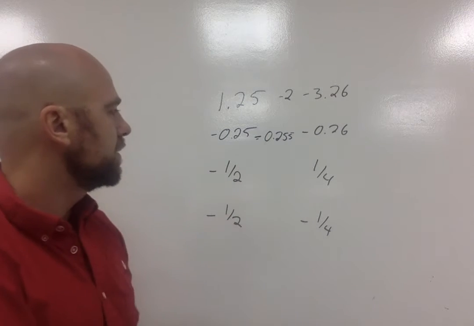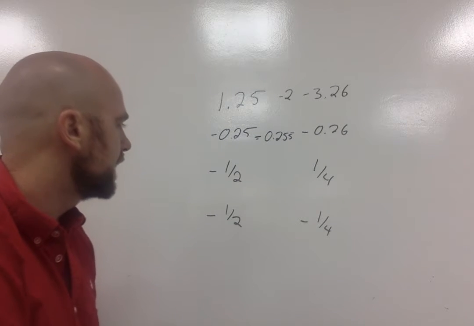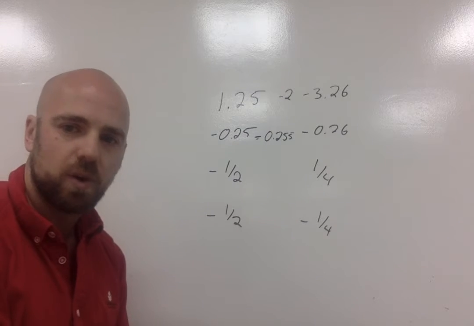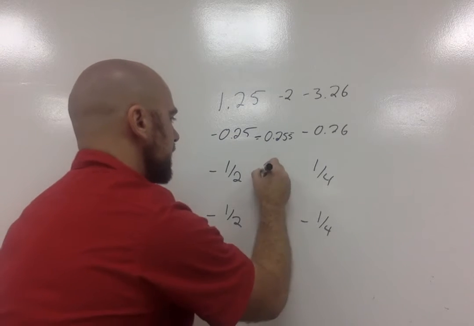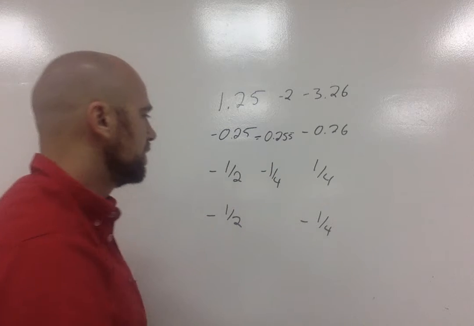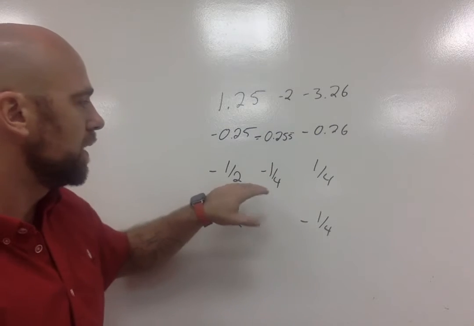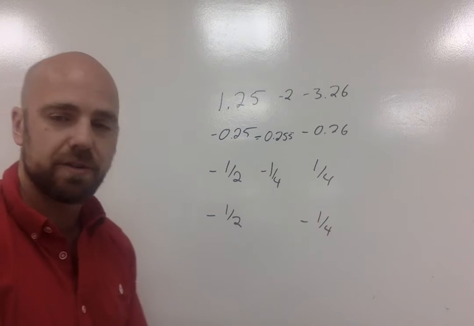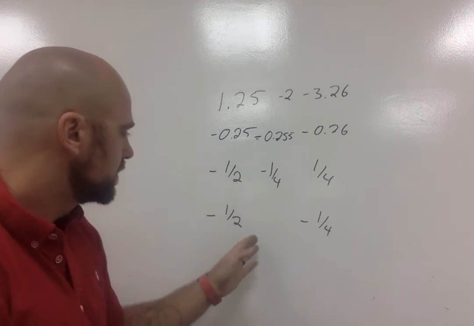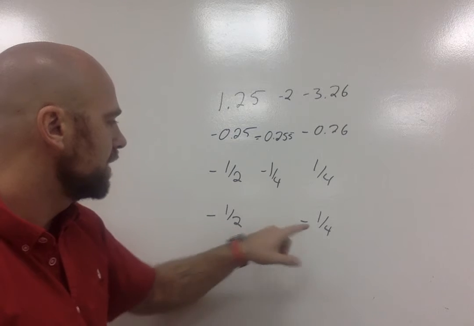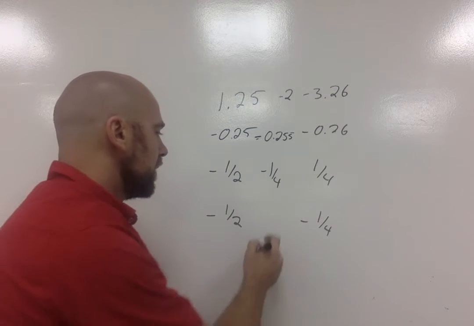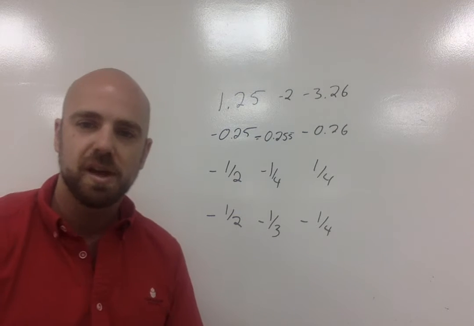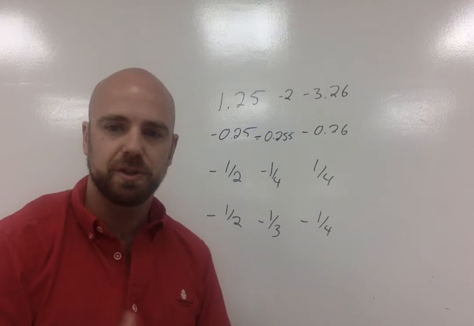For this one, we also have another wide range, so we're going from negative 1/2 all the way to positive 1/4. So I could even say negative 1/4 would be able to fit because it's larger than negative 1/2 and smaller than 1/4. So in between here, I've got negative 1/2 and negative 1/4. I could say maybe negative 1/3. All of those would actually work in this situation.